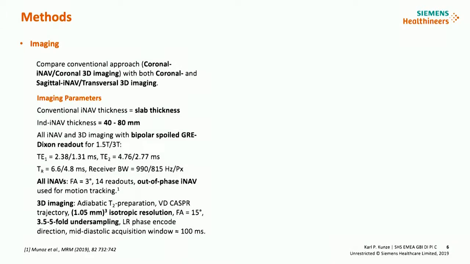The other imaging parameters in this study, we used a bipolar spoiled gradient echo Dixon readout for fat suppression with the parameters as shown here. The iNav readouts were at a flip angle of 3 degrees. We used the out of phase iNav for actual motion tracking, and the in phase iNav is discarded in this case. 3D imaging used an adiabatic T2 preparation, VD Caspar trajectory with a relatively high undersampling, about 1 millimeter isotropic resolution, and we used a mid-diastolic acquisition window of 100 milliseconds.